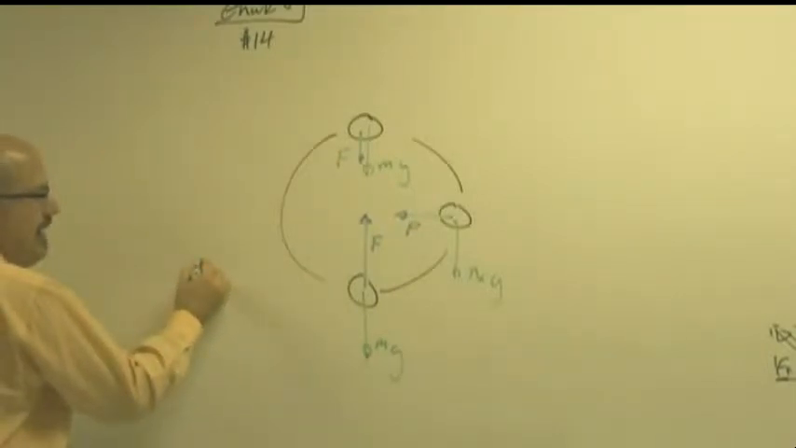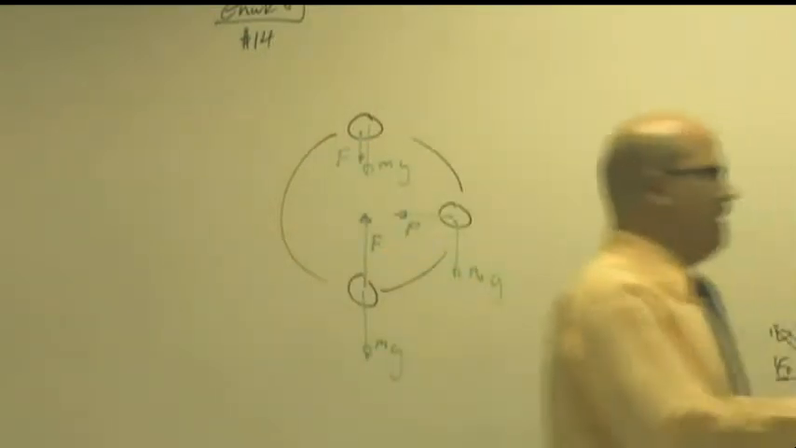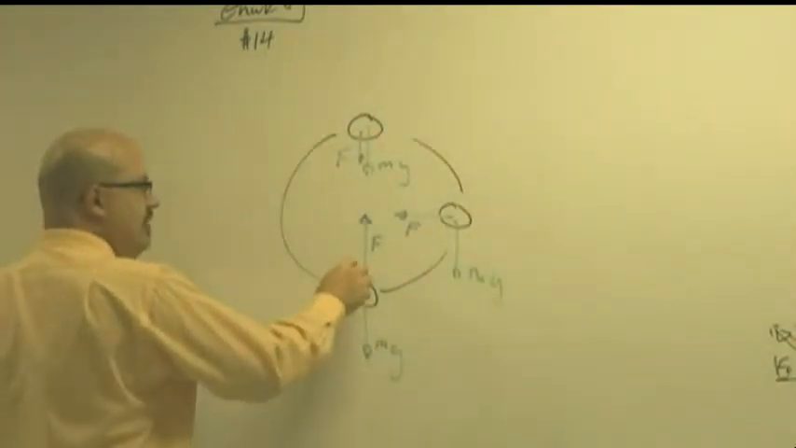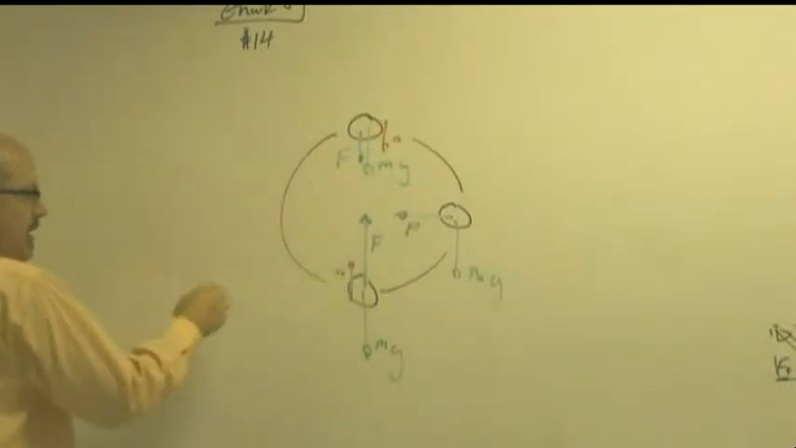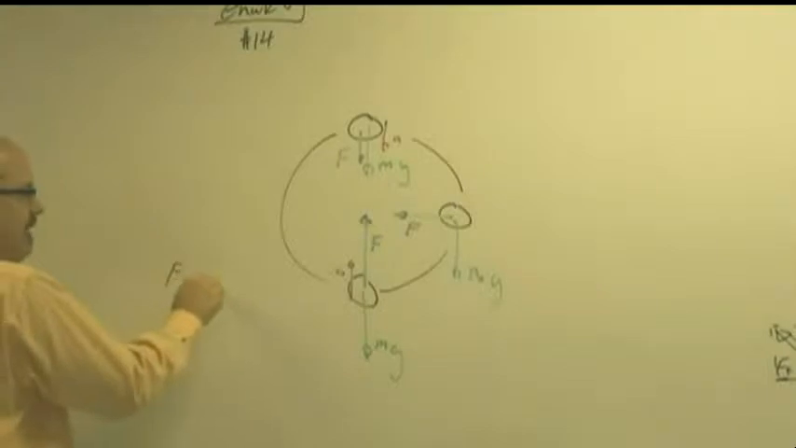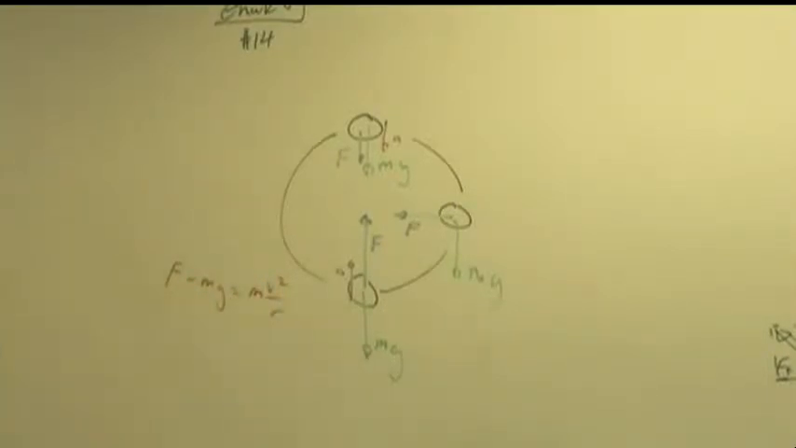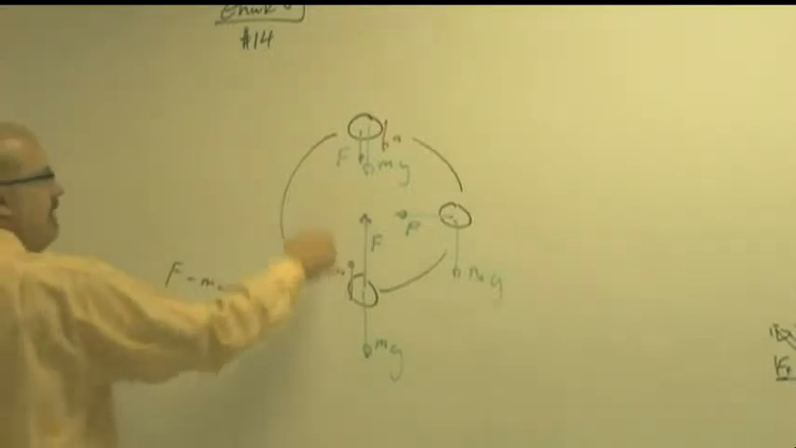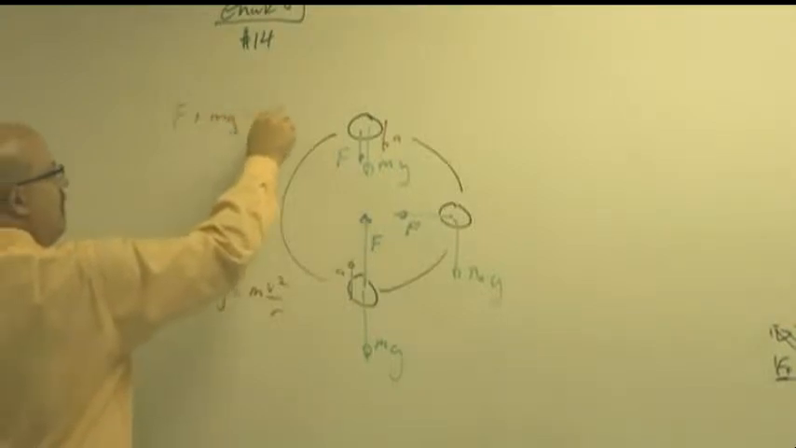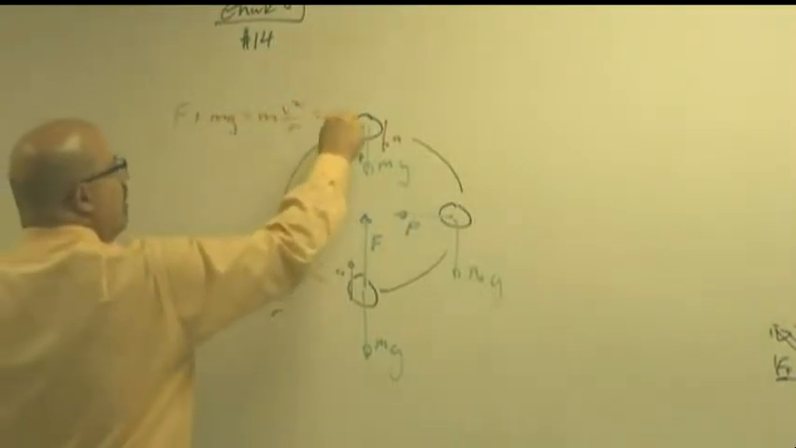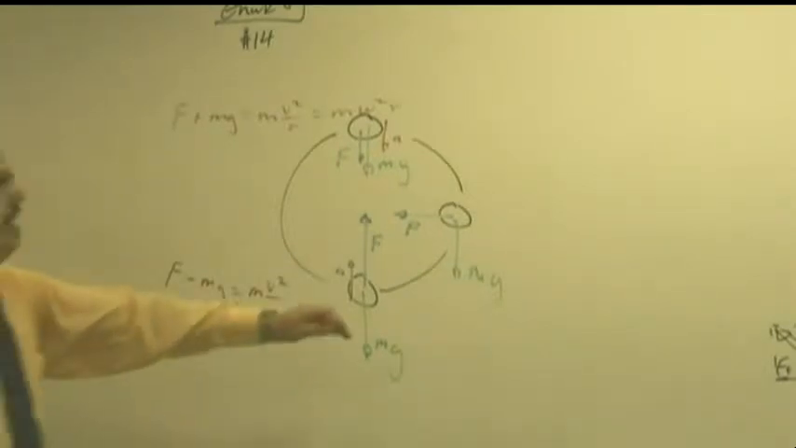At the bottom, I think everybody did pretty well here. You're accelerating up, so your acceleration is up and the force of gravity is down. Most people got this right. F minus mg equals mv squared over r, or m omega squared r. That's not a big deal. At the top, you get F plus mg equals mv squared over r, or m omega squared r. Over here, this is where people were having trouble.